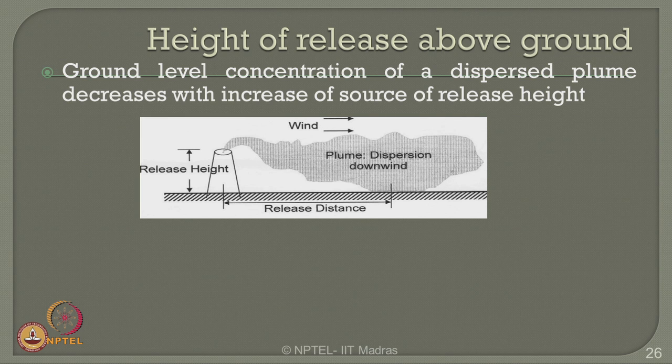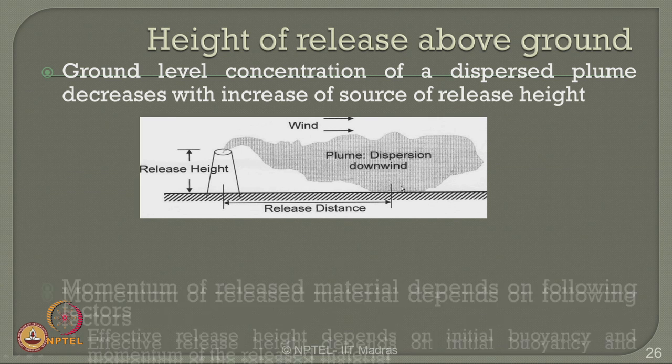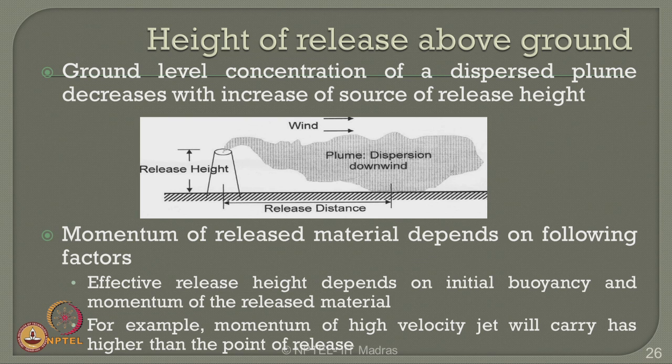The ground level concentration therefore depends upon the dispersed plume, as the dispersed plume decreases with increase in the source release height. So as the source release height gets higher and higher, the ground concentration of the dispersed plume will get narrowed down in the touchdown area of a given model. It also depends on the momentum of the released material. The momentum depends on effective release height, which depends ultimately on initial buoyancy and momentum of the released material. For example, the momentum of a high velocity jet will carry higher effects than that of the point of release.